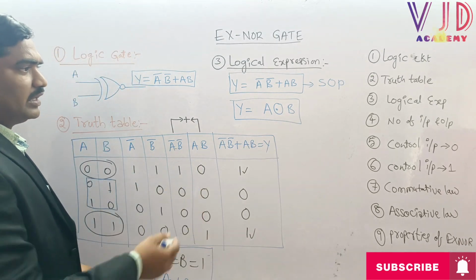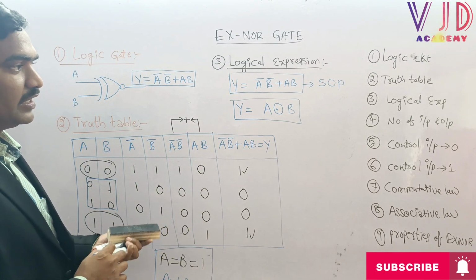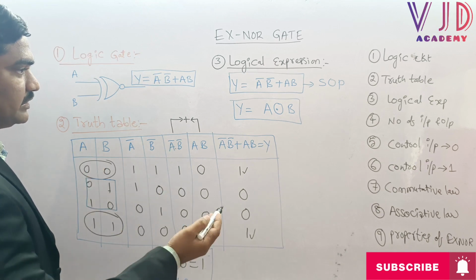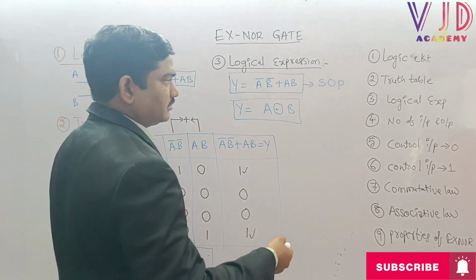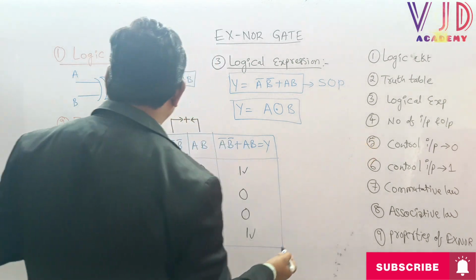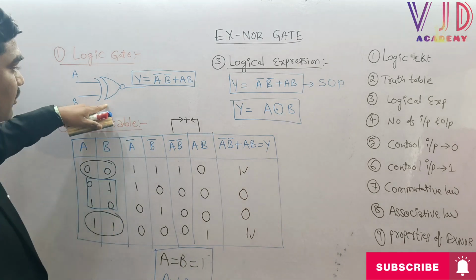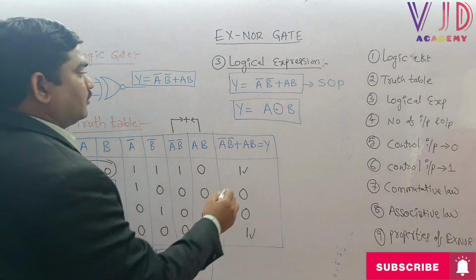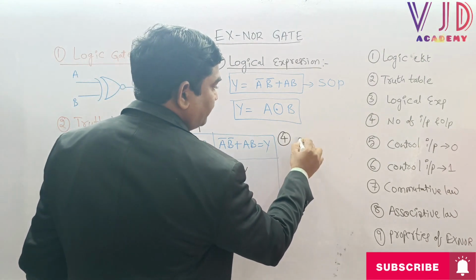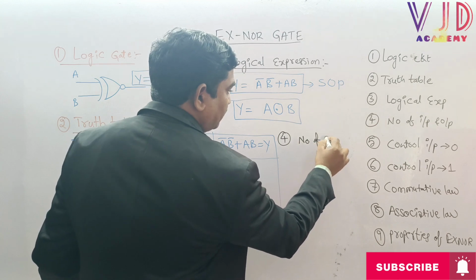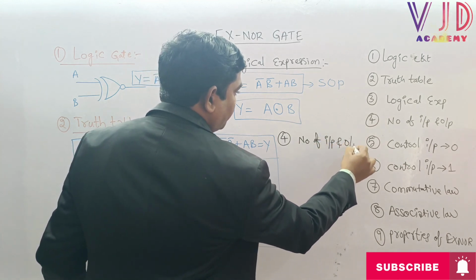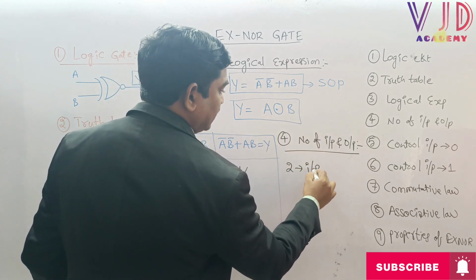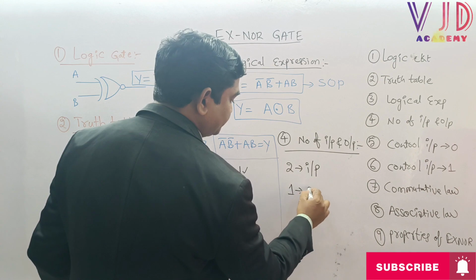So now let us try to understand the number of inputs and the number of outputs. Sir, similar to what we have seen for the 6 gates, let us also understand from the truth table, or logic gate. Here A and B are the inputs and Y is the only one output. The fourth point is the number of inputs and outputs. We have 2 inputs and only 1 output.